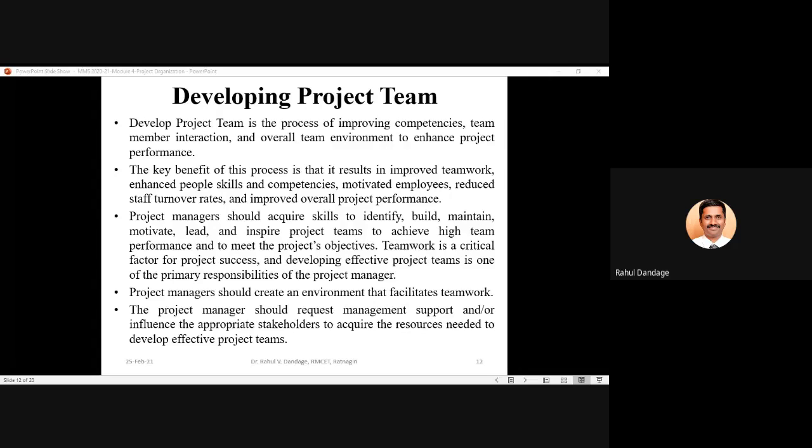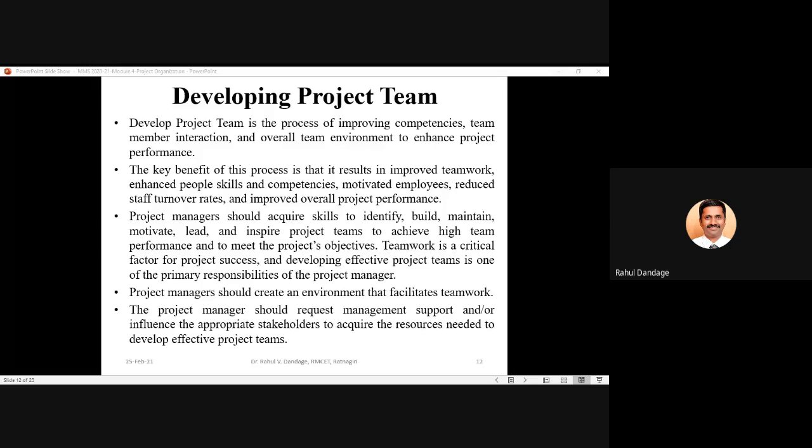So developing project team, somebody may feel that simply some people have been hired to work on a project as project team members, and from day one they will start working on the particular project. So it is not that simple.